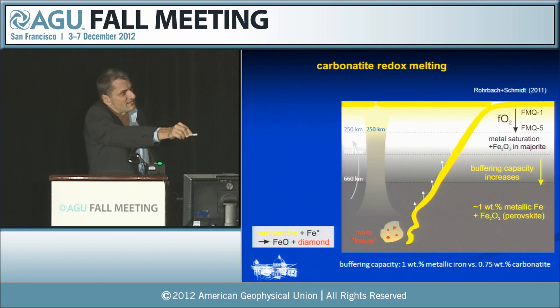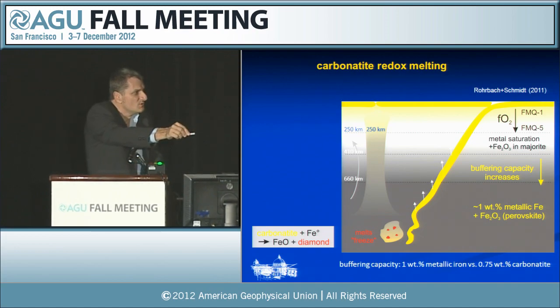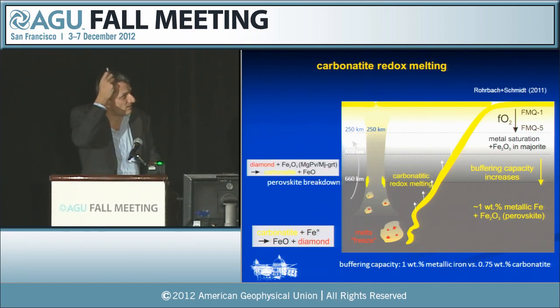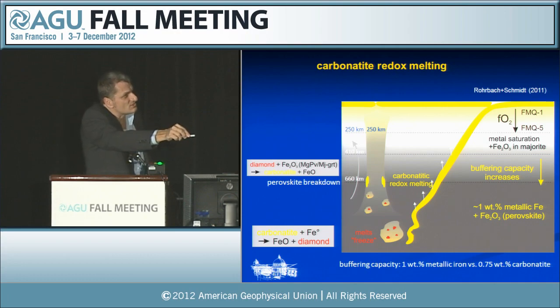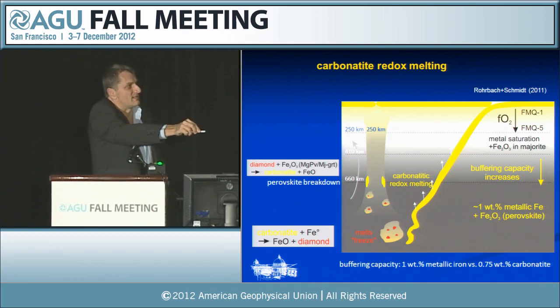You have the subducting slab. If the subducting slab equilibrates thermally with the mantle, you will get carbonatites. These carbonatites move into the mantle. In the mantle, they're going to react with the metal that is present in the mantle. You get iron oxide and diamond. So you freeze the whole system. You get these regions in which you have diamond and iron oxide, but no metal.